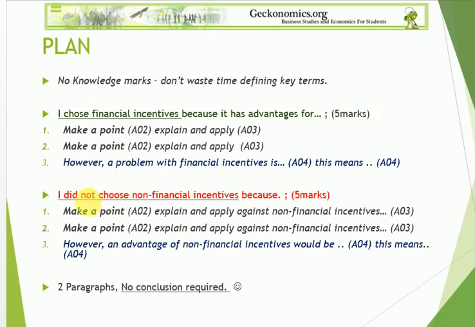Then your second paragraph: I did not choose non-financial incentives because, so disadvantages of non-financial incentives. Elaborate on those for your AO3, make another point and explain, and then just a little bit of evaluation again. However, an advantage of non-financial incentives would be that it motivates certain types of people who are seeking job enlargement or job enrichment. This means that. So 2 paragraphs is all you need, no conclusion needed.